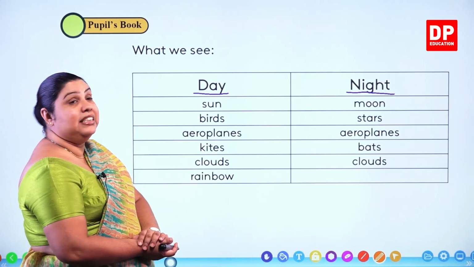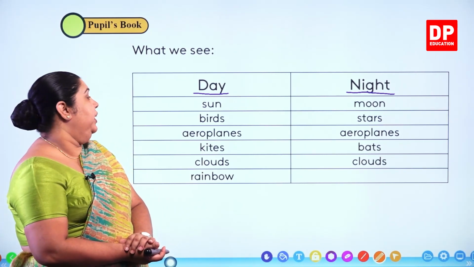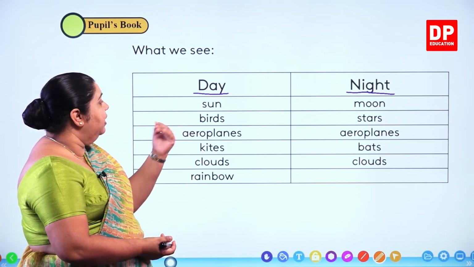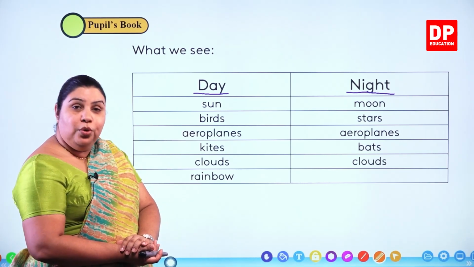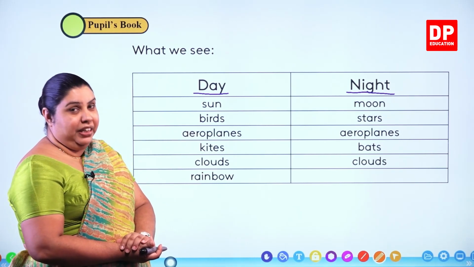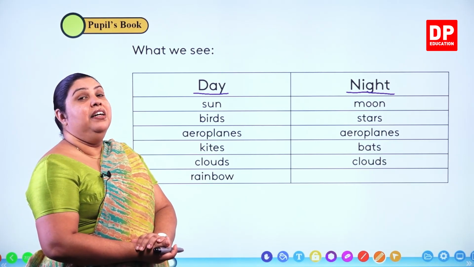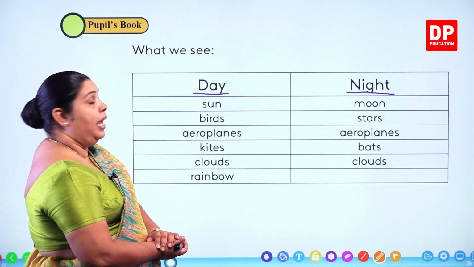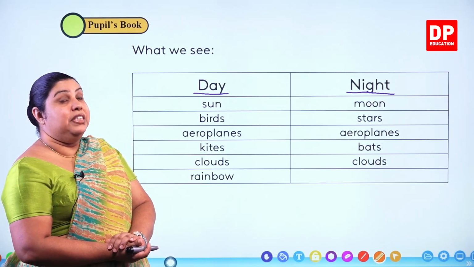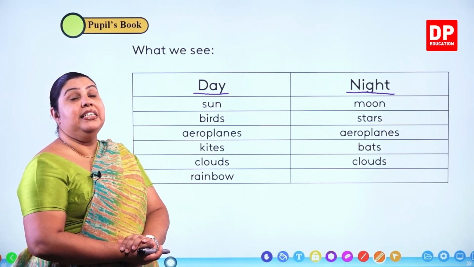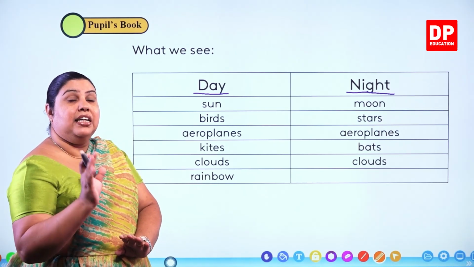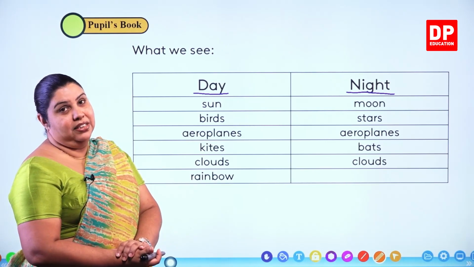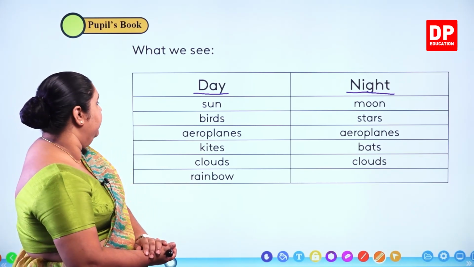So we can see the sun in the sky during daytime. We see birds. We can see birds in the sky flying during daytime. And there are some birds which come out at night and they fly in the sky only at night. So there are different types of birds.